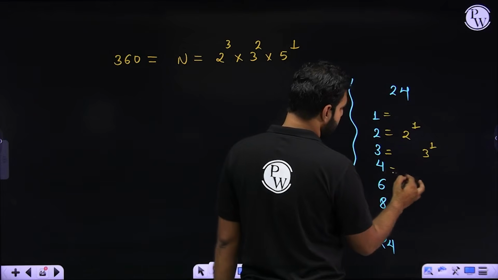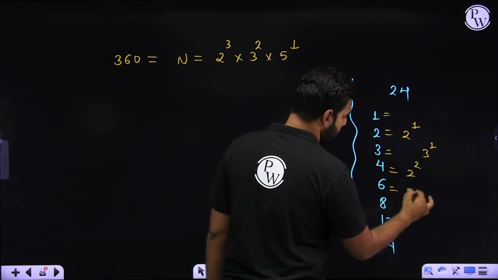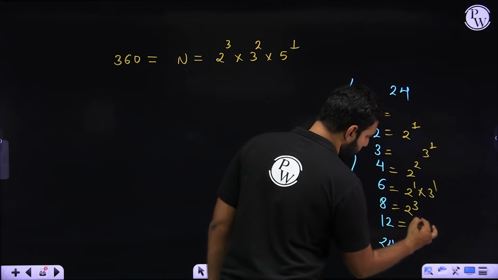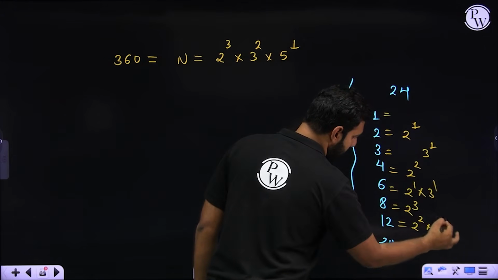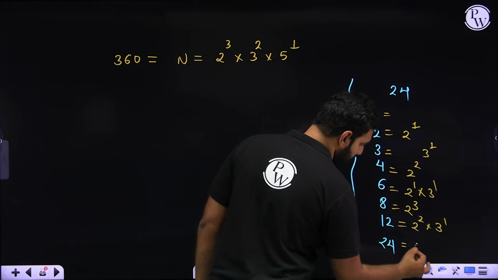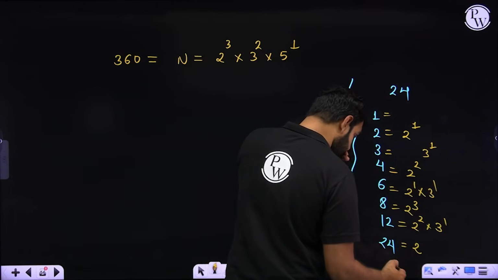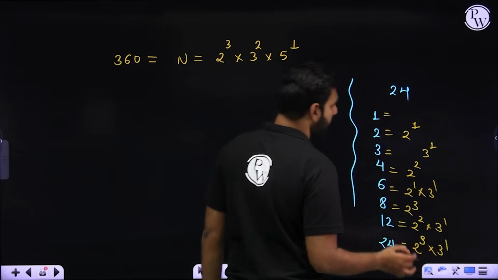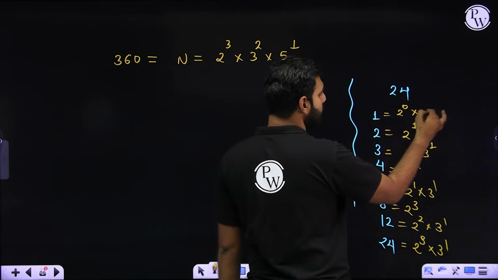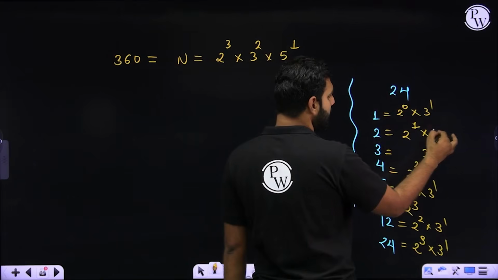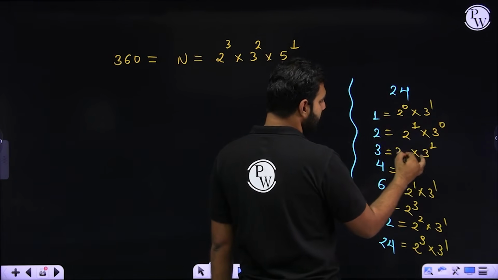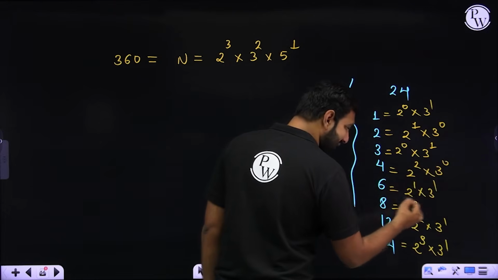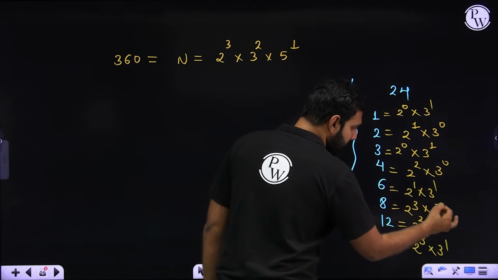What is 4? It is 2 square. What is 6? It is 2 into 3. What is 8? It is 2 cube. What is 12? It is 2 square into 3. Right? 4 into 3 basically. 24 is basically 4 into 6, or rather 8 into 3. So this is 2 cube into 3 to the power 1. Now, are you not noticing 1 is 2 to the power 0 into 3 to the power 0? 2 is 2 to the power 1 into 3 to the power 0. 3 is 2 to the power 0 into 3 to the power 1. 4 is 2 square into 3 to the power 0. 6 is this. 8 is 2 cube into 3 to the power 0.